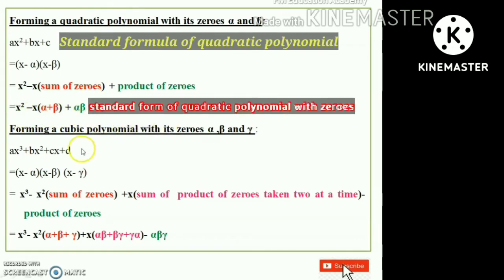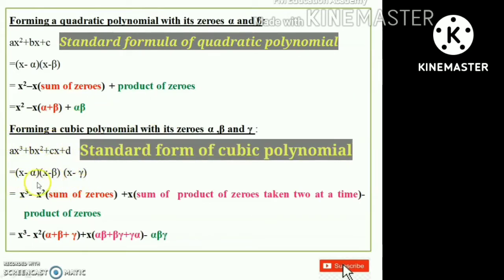Now in case of cubic polynomial, I know this is my standard form. And here if I want to write in terms of zeros, x minus alpha into x minus beta into x minus gamma. Similarly, I know the highest power of a cubic polynomial will be x cubed. So if I want to write the cubic polynomial with the help of zeros, what are the zeros? Alpha, beta and gamma. So x cubed minus x squared into sum of zeros plus x into sum of product of zeros taken two at a time minus product of zeros.